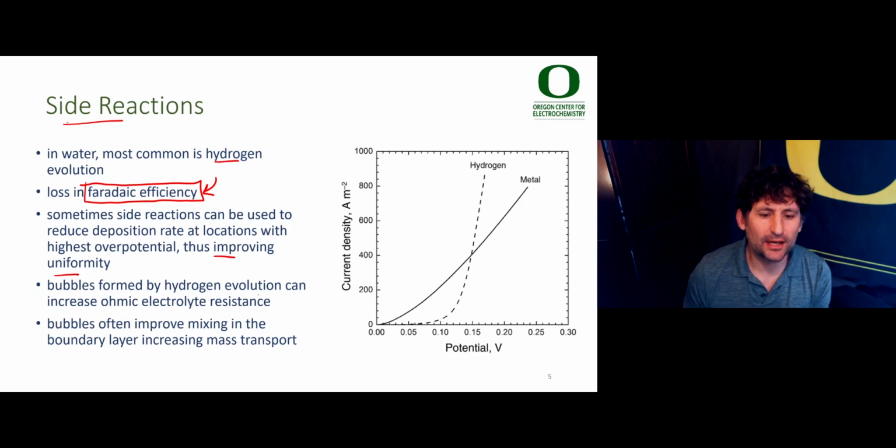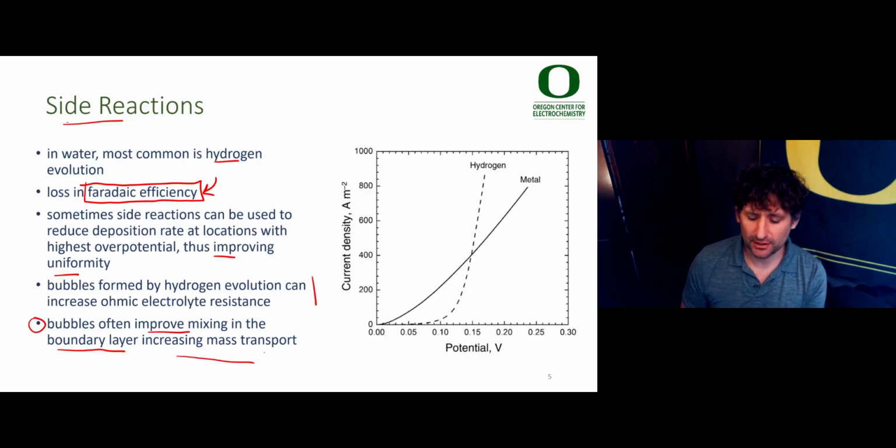Bubbles are also formed by hydrogen evolution, and that can actually increase the ohmic electrolyte resistance and cause further non-uniformities in your cell. However, bubbles can also improve mixing, particularly at the boundary layer, the diffusion layer, thereby increasing mass transport.